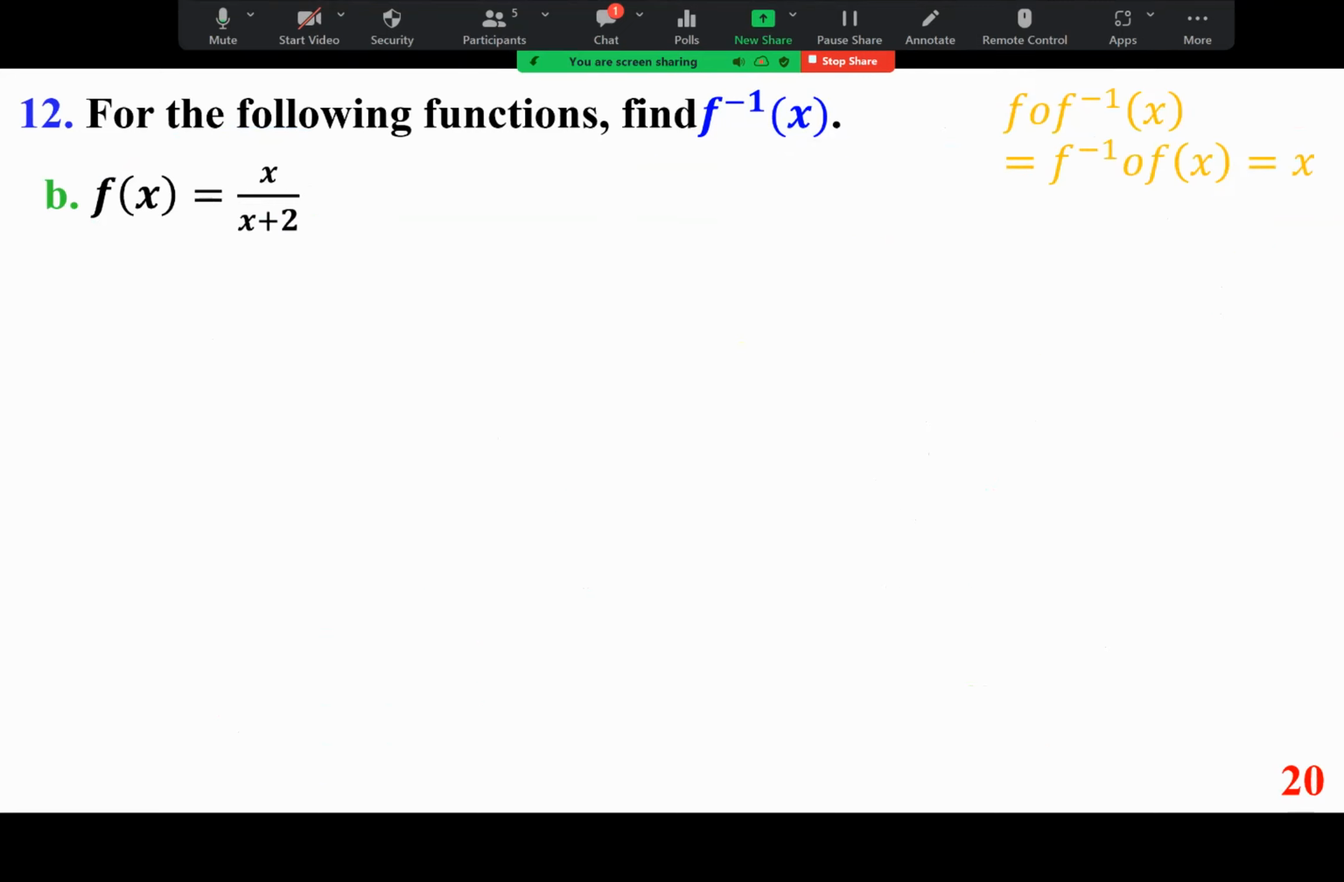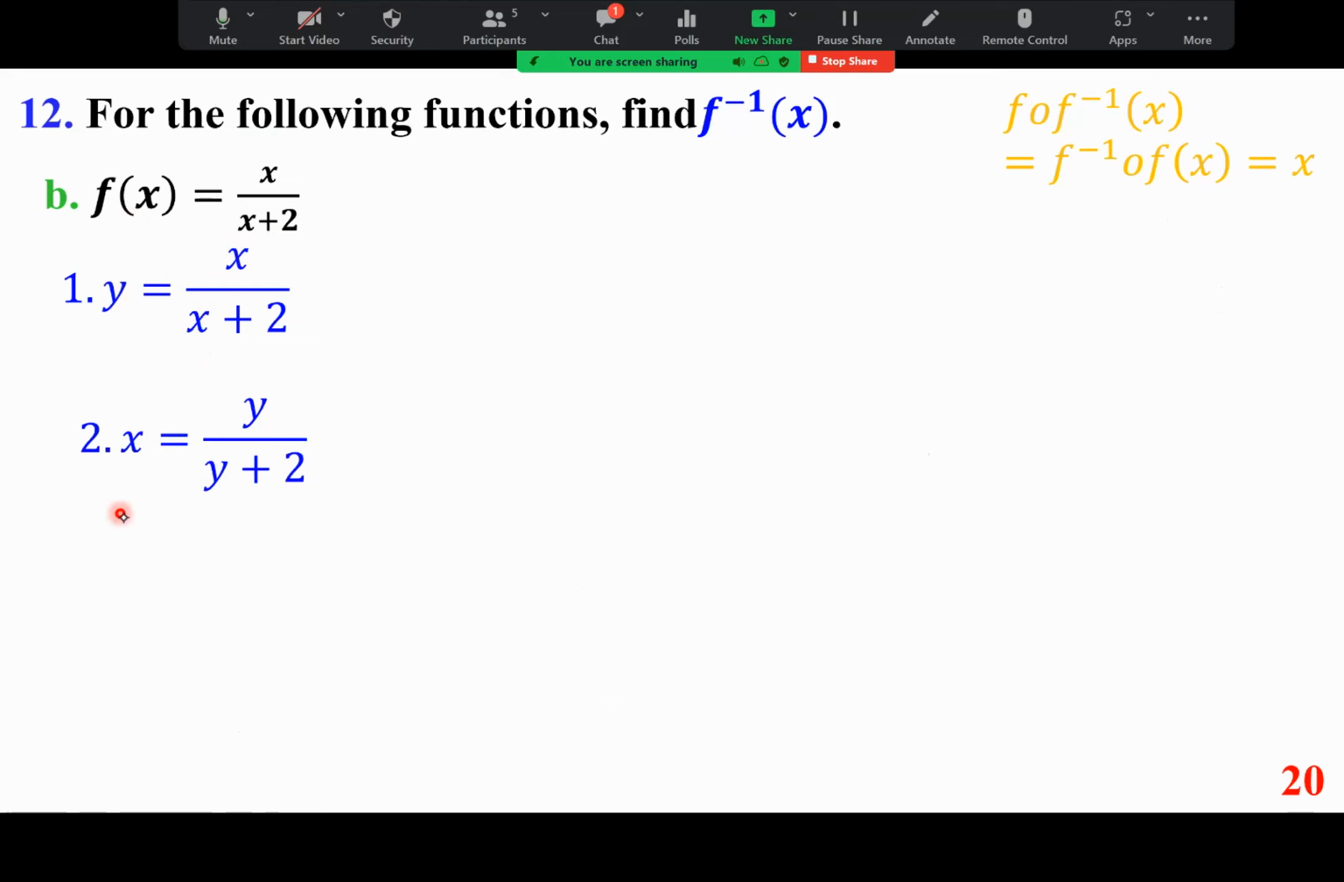Let's continue with this function. In order to make this easier, we're going to change f of x to y. We are going to interchange x and y. So this becomes x. And this changes to y. And right here, we do have the inverse.